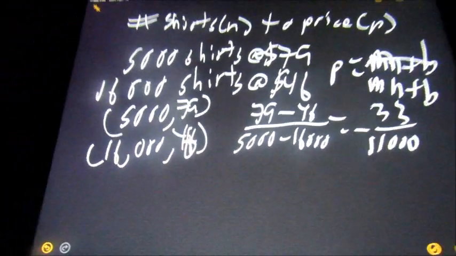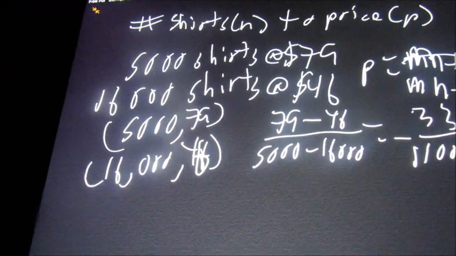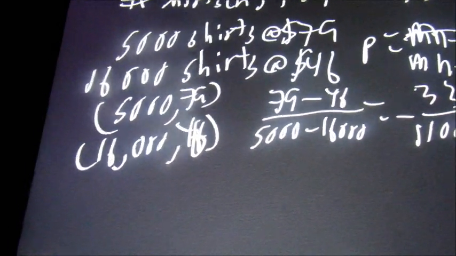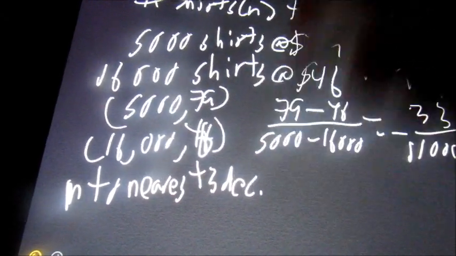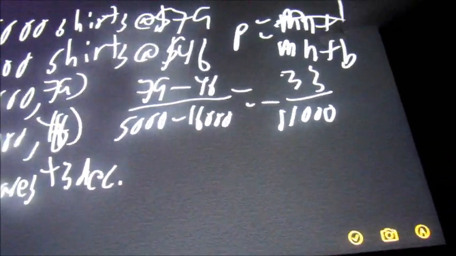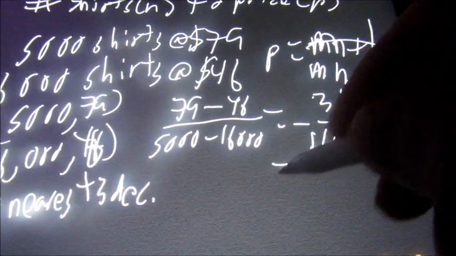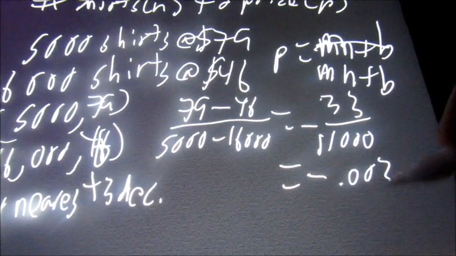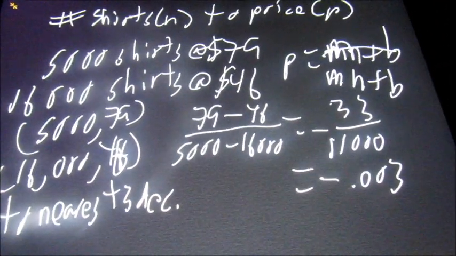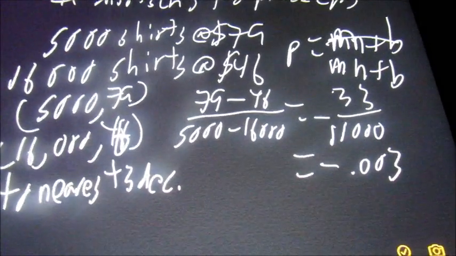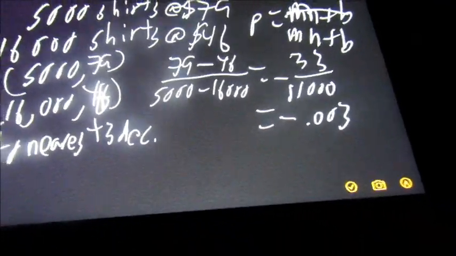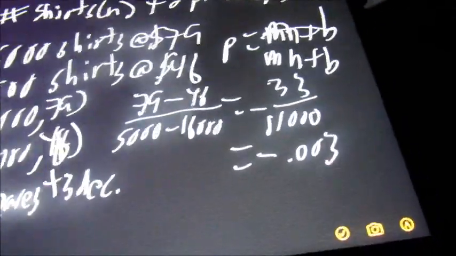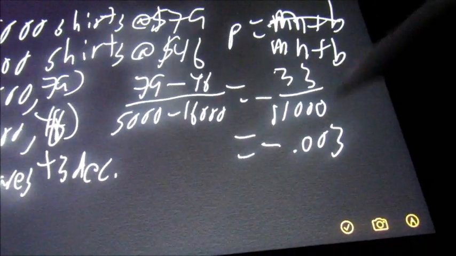Now it also says in the question to round the slope to 3 decimal places. So when I divide negative 33 by 11,000, I'm going to get negative 0.003. So that's what my slope is going to be.